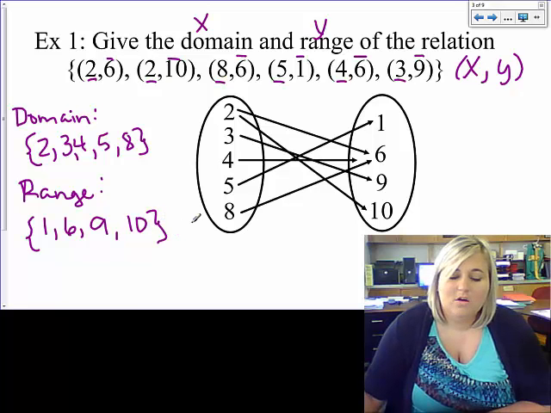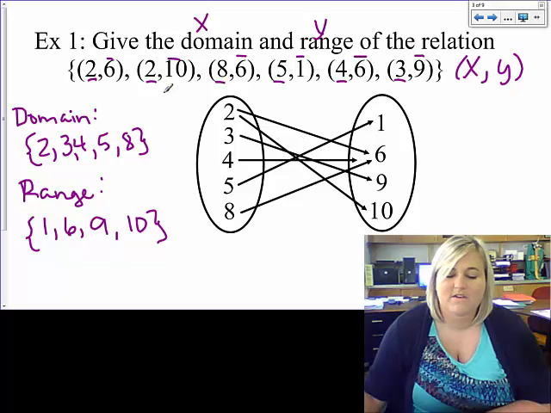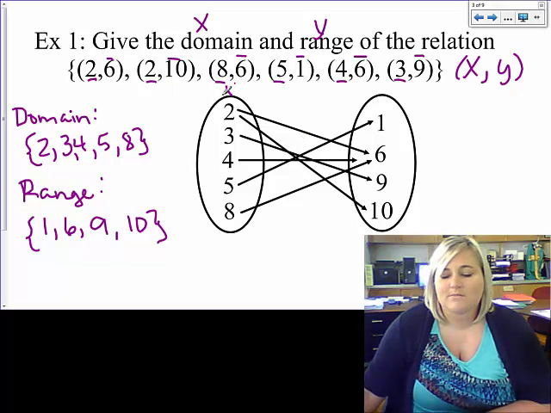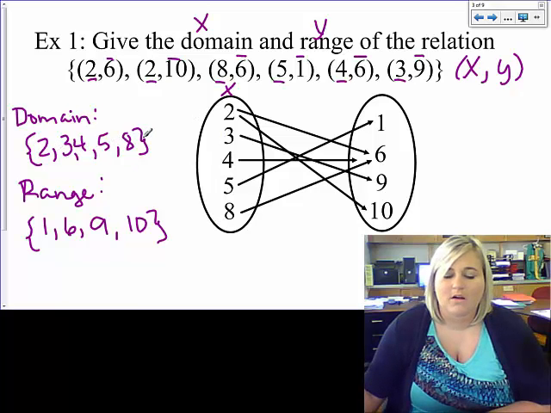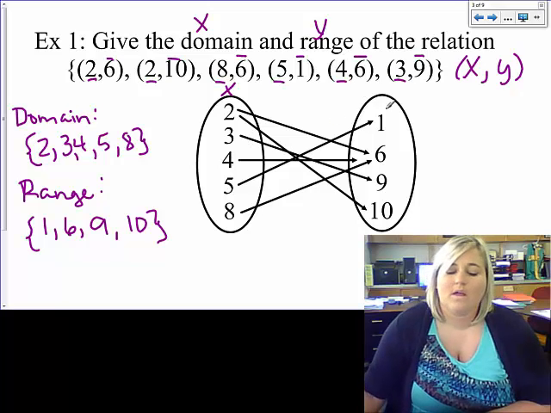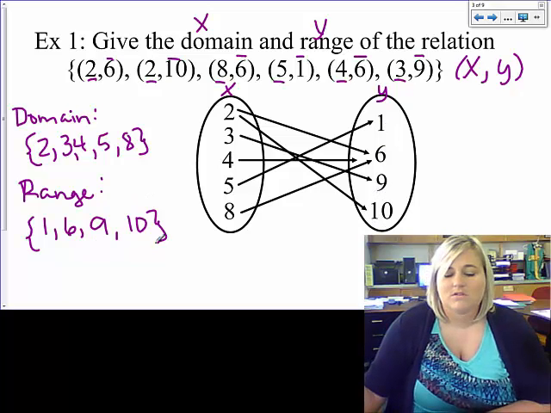This is the range of my relation, not my function. What we have with the ovals here is the oval test. The left oval is always going to be your x values, and if you look over here, we have 2, 3, 4, 5, 8. That's always my x values. And on the right side is always my range or my y values, and they have 1, 6, 9, and 10, which is what we have listed for our range as well.